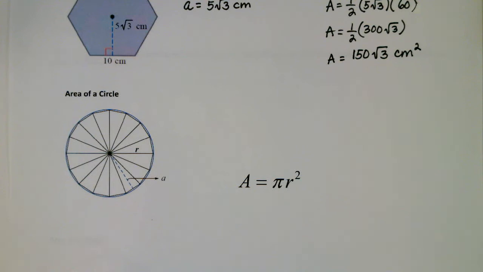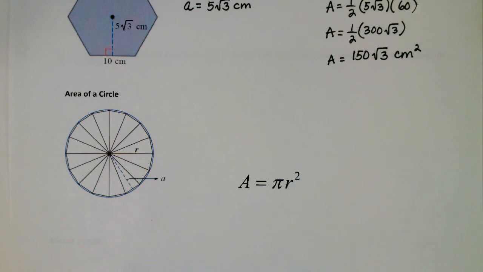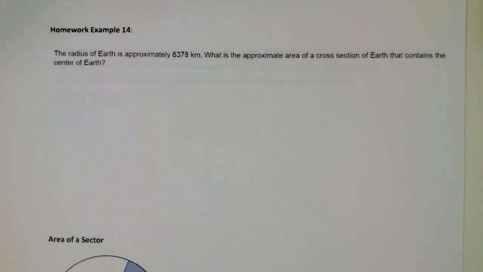Okay, now if you're given the diameter, you have to take half the diameter to get your radius. And sometimes they may ask you to leave the answer in terms of pi or use 3.14 for pi. All right, so on the next page is something like this. The radius of the Earth is approximately 6,378 kilometers. What is the approximate area of the cross-section of Earth that contains the center of the Earth?